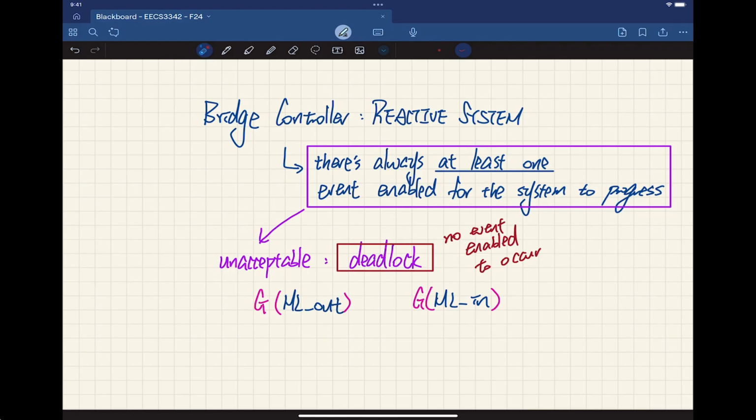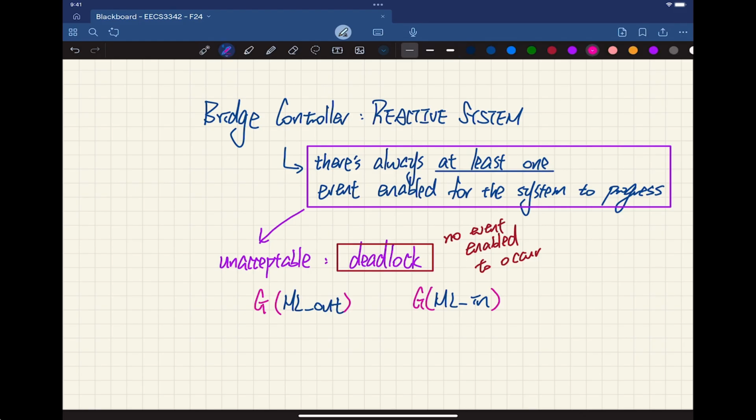Anyone? How do I express the deadlock condition? Under what circumstances, in terms of the guards for ML out and ML in, are we going to get into a deadlock situation where no event is enabled? The guard is always false. You mean for both of them? I agree, informally. But how do I express that logically? Apparently this is a Boolean condition, right? This is also a Boolean condition. How do you combine them together into a single Boolean condition that's going to represent the deadlock situation?